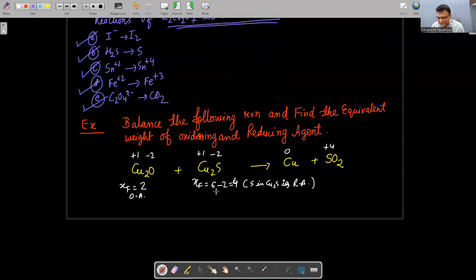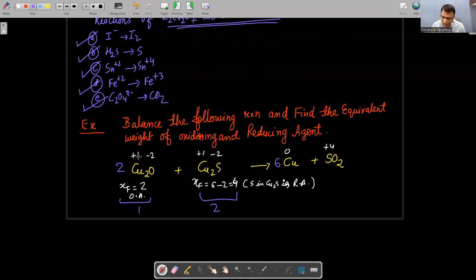So if we balance this reaction, the X factor of this is 2 and the X factor of this is 4. We'll take the simplest integral ratio, so 1:2, and then we'll multiply. Why are we multiplying? To make the number of electrons equal. So if I multiply here by 2, now we'll balance those atoms whose oxidation number is changing. So copper 4 + 2, 6. So here 6. Sulfur is already balanced. So copper and sulfur are balanced. Now we have to see about oxygen. Oxygen here 2, left hand side, right hand side 2. So this reaction is balanced.